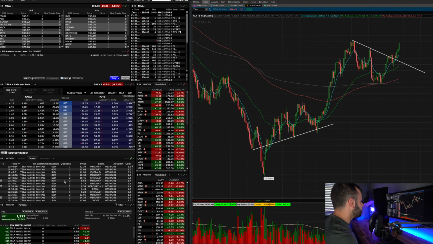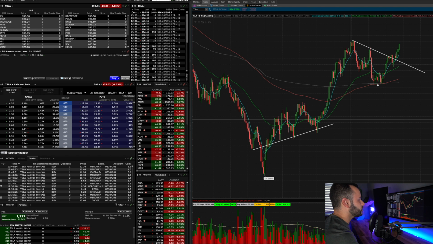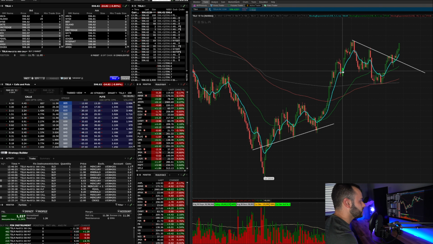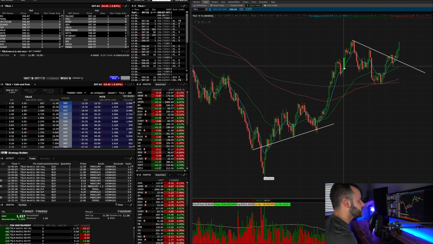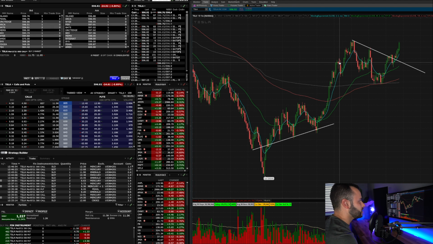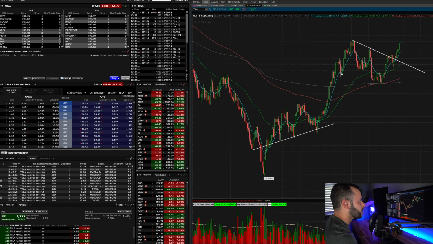So right here at 1238, that is right here on this 9 EMA bounce. So right here is 1238, this candle right here. Now, we had a big move on Tesla. I missed that original move. We pulled back right here.